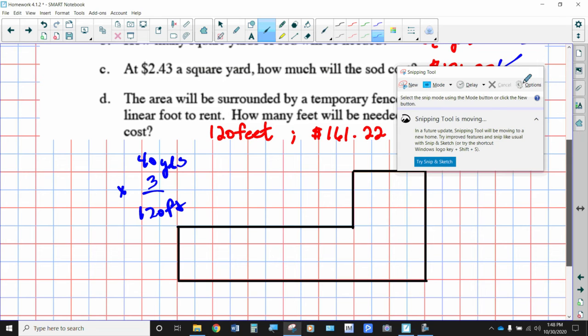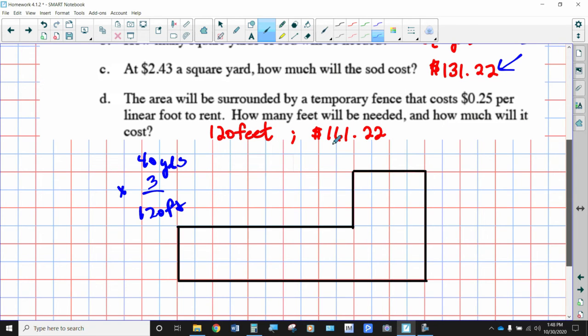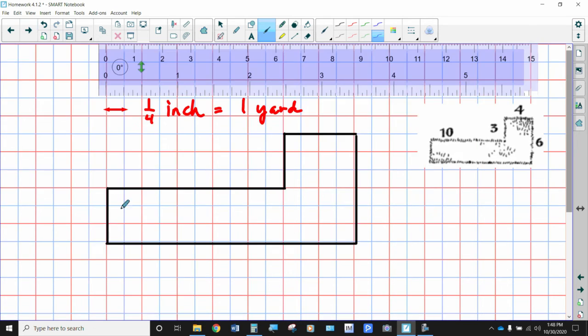No, I'm not doing that. Use my calculator for that. 120 times 0.2, nope, 0.25 equals $30, and then you add the 30 to the 131.22, and that should give you 161.22. So $161.22 will be the total cost of all the sod and of all the fencing. Oop, and there's another one, but we're not going to worry about that.